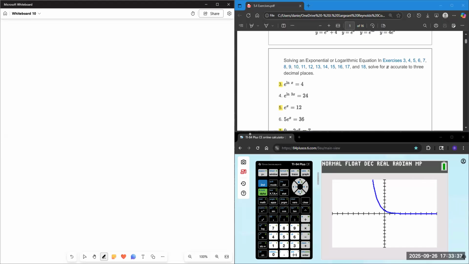Let's go ahead and look at number 3. e to the ln of x is equal to 4. Because these are inverse functions, when I compose them, I get x, and it simplifies to x is equal to 4.